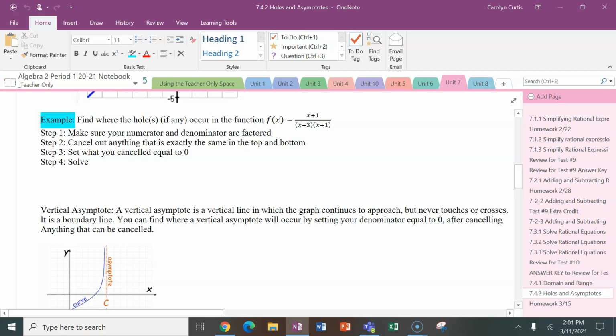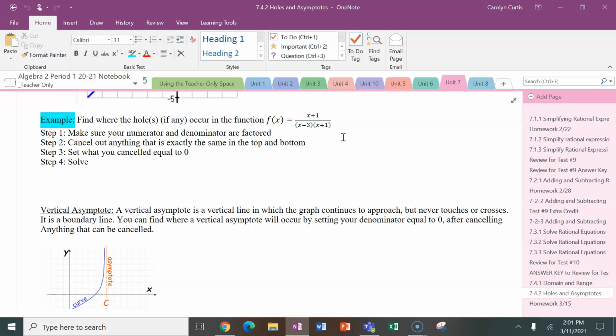The first step in checking if there are any holes is to make sure your numerator and denominator are factored, meaning they are in their simplest form. We do have them already factored. There's nothing simpler I can get. There's nothing I can pull out of either of those to make it any simpler.